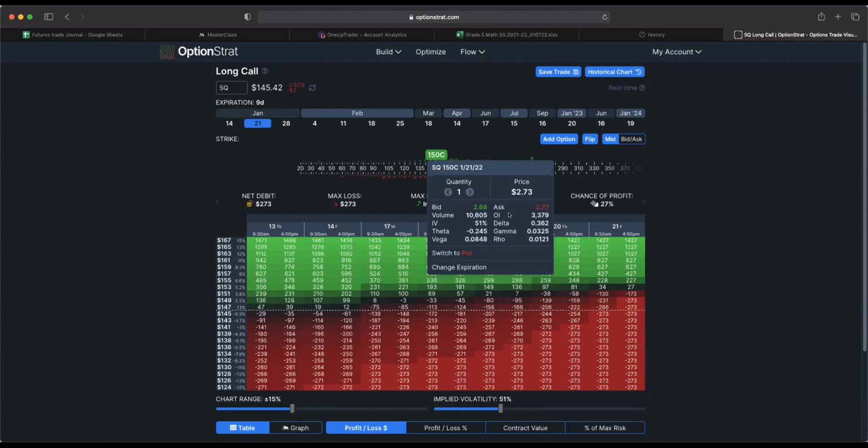MOC, is that market on close? That's just like when the market's about to close, where is most of the volume allocated, the buy side or the sell side? So are there more sell orders or more buy orders? LOC, I'm not sure what that is. Limit on close.